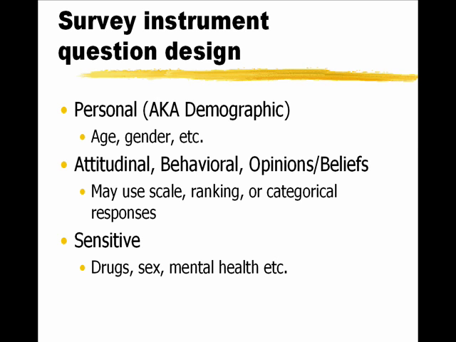A scale is typically called a Likert scale, 1 through 5 or something like that. Ranking is where you ask the individual to rank based on 1 through 5. You can give them 5 different responses and have them rank them. Categorical questions are similar to scaled. There's not much difference in my opinion. I think the scales and the categorical responses are pretty similar. Watch out for sensitive questions, anything on drugs, sex, mental health, etc. If you don't need to ask it, don't ask it.